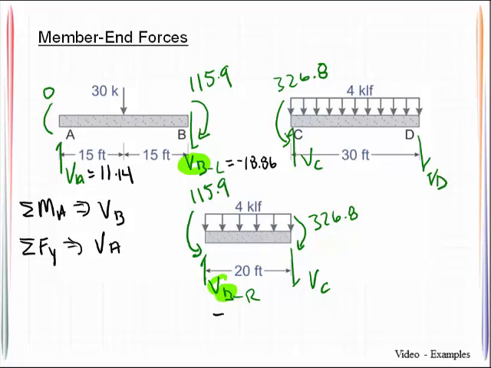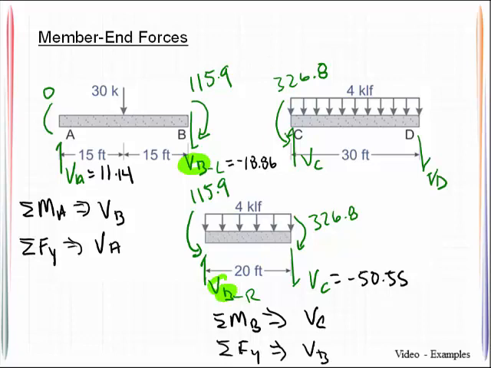This next one, I would sum moments about point B. That would get me the shear at C, and that would compute out to be negative 50.55. And then I would sum forces in the Y, and that would solve for that V of B, which I would compute out to be 29.45. All of these being units of kips.